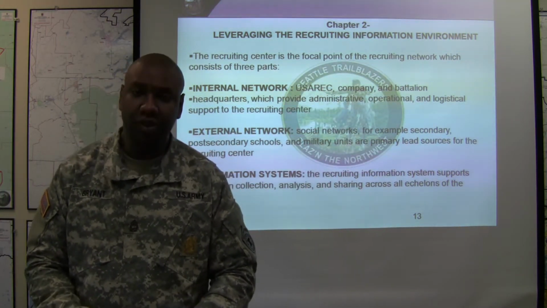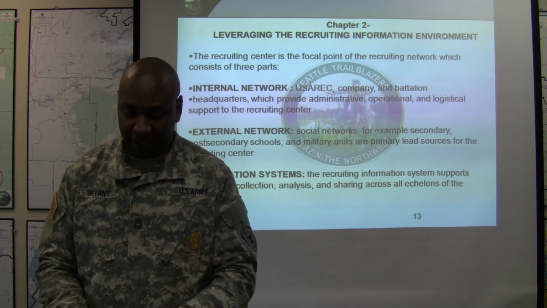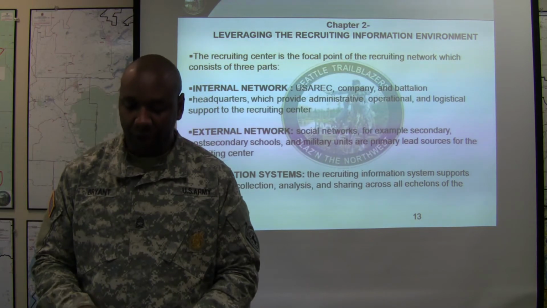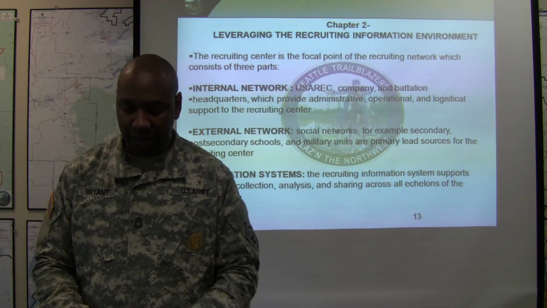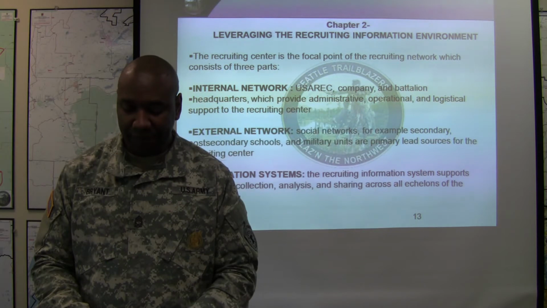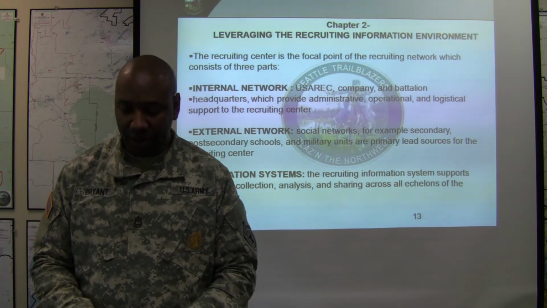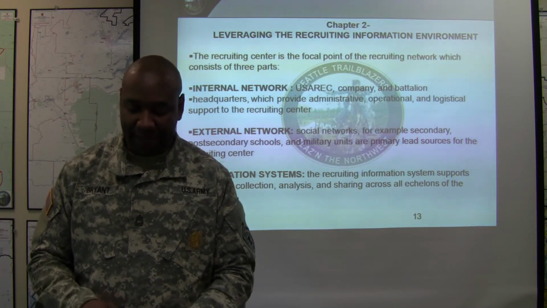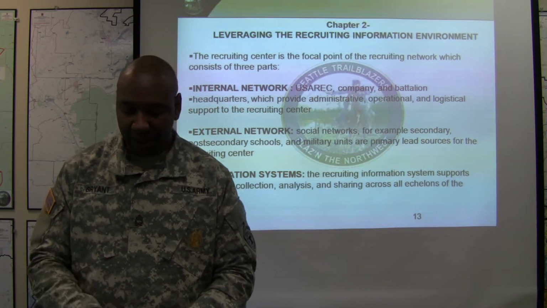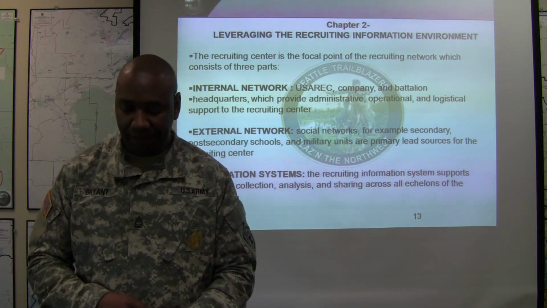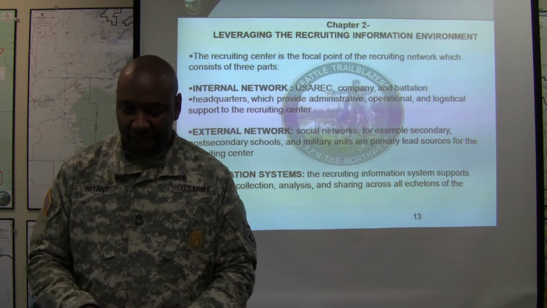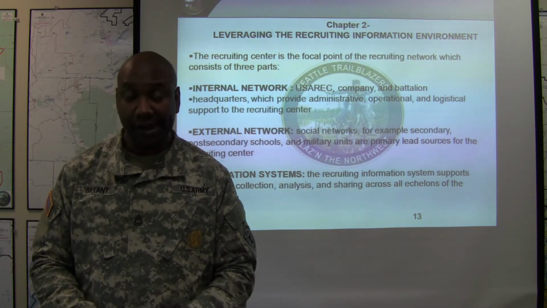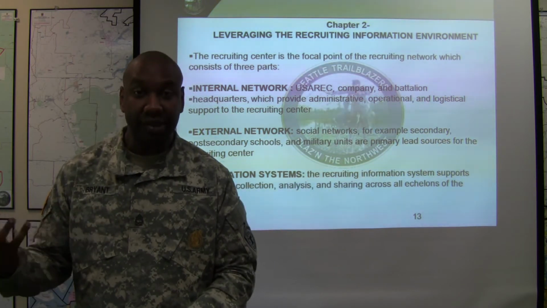We're going to move on to the next chapter. Getting into chapter 2. Chapter 2 is leveraging the recruiting environment, or the recruiting information environment. The recruiting center is the focal point of the recruiting network, which consists of 3 parts. The internal network, which is USAREC, company, battalion headquarters, brigade. These echelons provide administrative, operational, and logistical support to the recruiting center. So that's us. That's the Army.